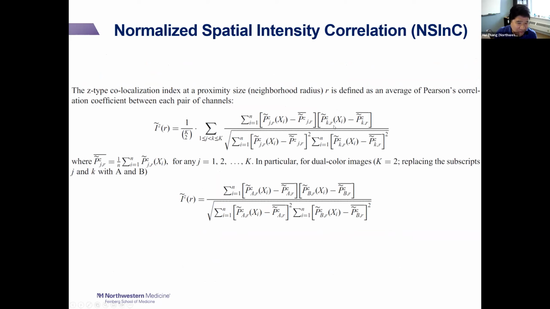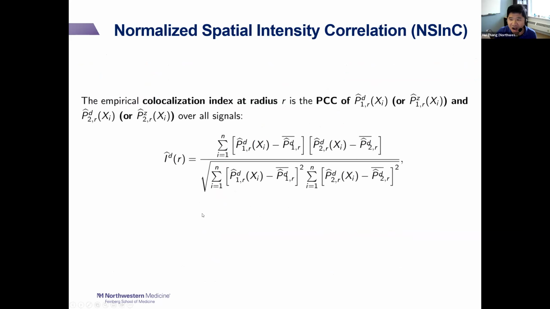The mathematical formula looks complex. If you are interested, you can read our paper. This is for the Z-type correlation. For the R-type correlation, the definition is here. Or we call it the D-type correlation for the ratio.